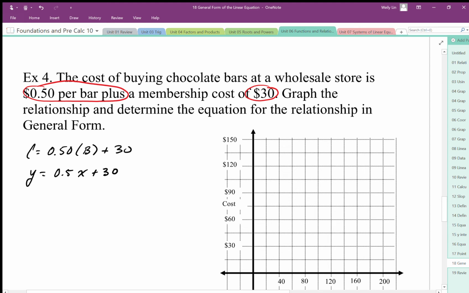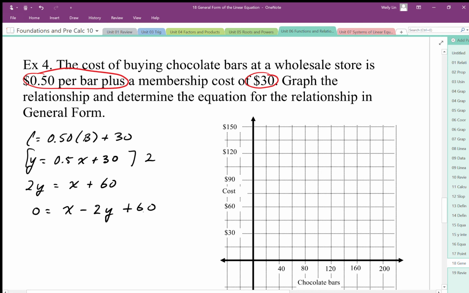If I want to put this into general form, I need to get rid of that decimal. So I'm going to multiply by 2. So I end up with 2y is equal to 1x plus 60. Solving, making it equal to 0, keep the x positive, we end up with x minus 2y plus 60 as our general form equation. Now this general form equation, let's face it, is not as useful as this in expressing the relationship of the cost and the number of bars.